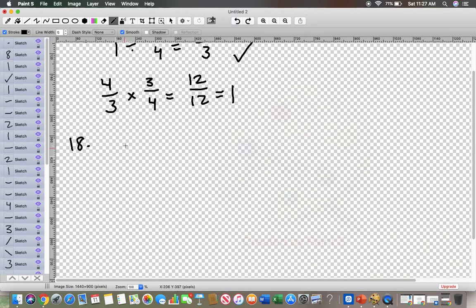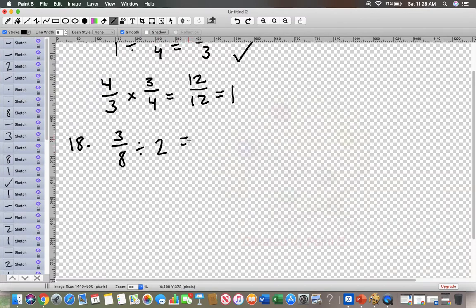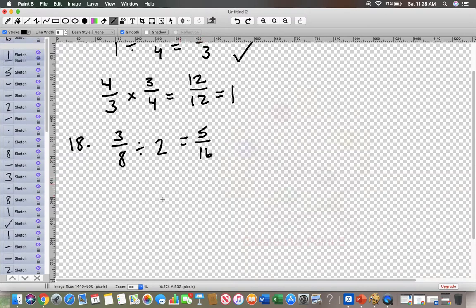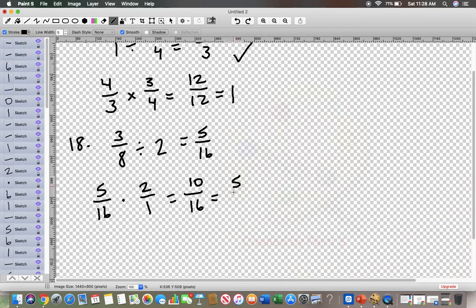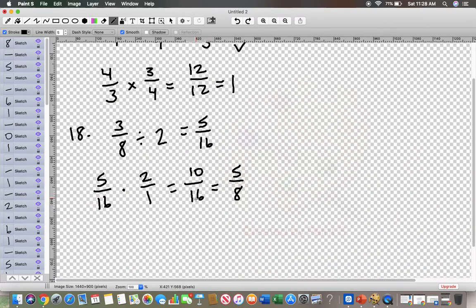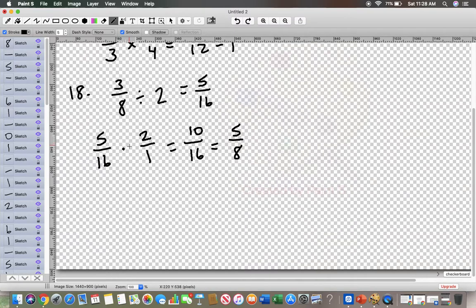Let's try number 18. 3/8 divided by 2 is equal to 5/16. Let's solve to check. We take our quotient, 5/16, multiply that by my divisor. 5 times 2 is 10 divided by 16. Let's reduce that down to 5/8. That is not the correct answer. 5/8 and 3/8 is not correct. So let's actually find the correct answer.